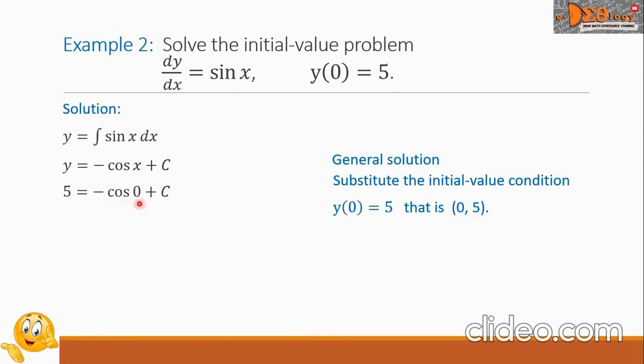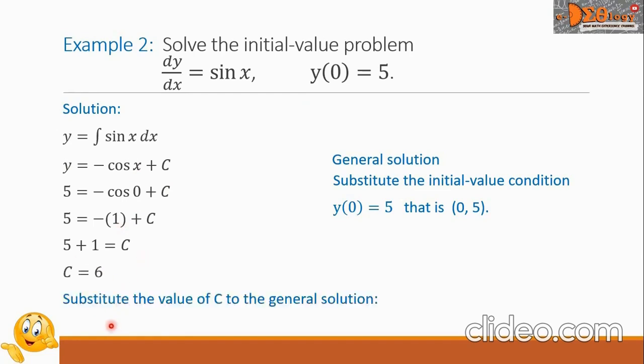The value of cosine 0 is 1, so we have here minus 1. And this negative 1 we will transpose to the left side, it becomes positive. 5 plus 1 equals 6, so the value of c equals 6. Let us substitute the value of c to this general solution. So we have now y equals negative cosine x plus 6. This is now the final answer.